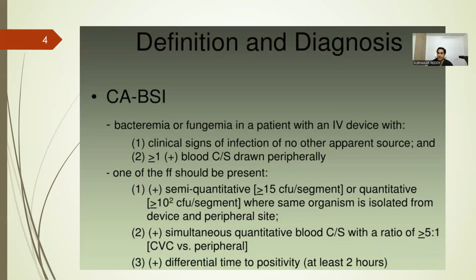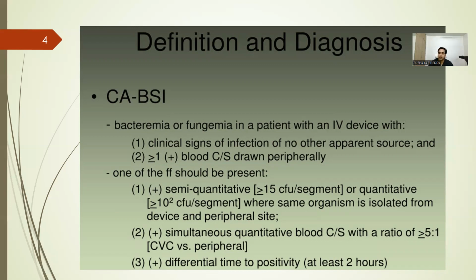Any bacterium or fungus isolated or grown in a blood culture sample drawn peripherally, without any other apparent source of infection. One of the following should be present: a semi-quantitative or quantitative positive result where the same organism is isolated from the centrally inserted device and peripherally drawn blood. Or a differential time to positivity of at least 2 hours or more, where the centrally drawn blood grows faster, by 2 hours or more, when compared to the peripheral.